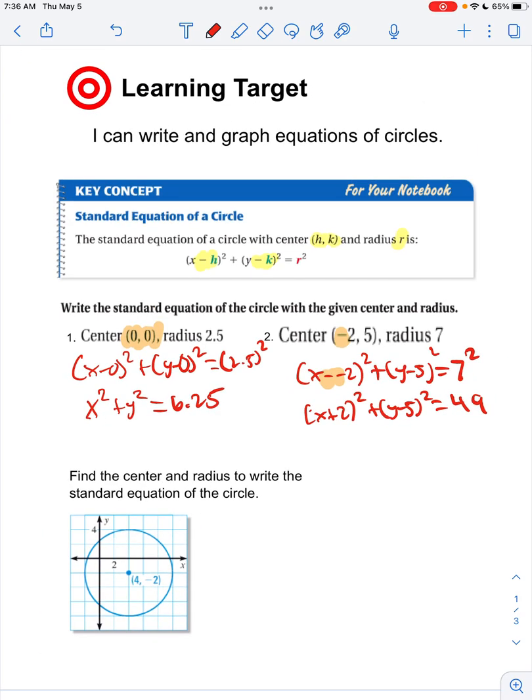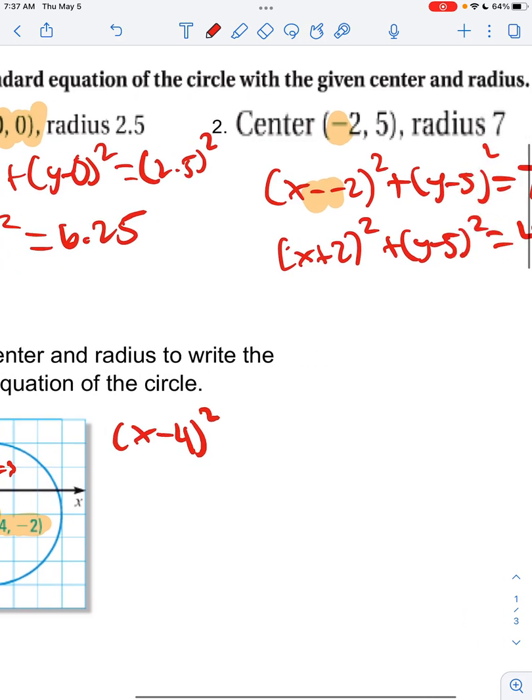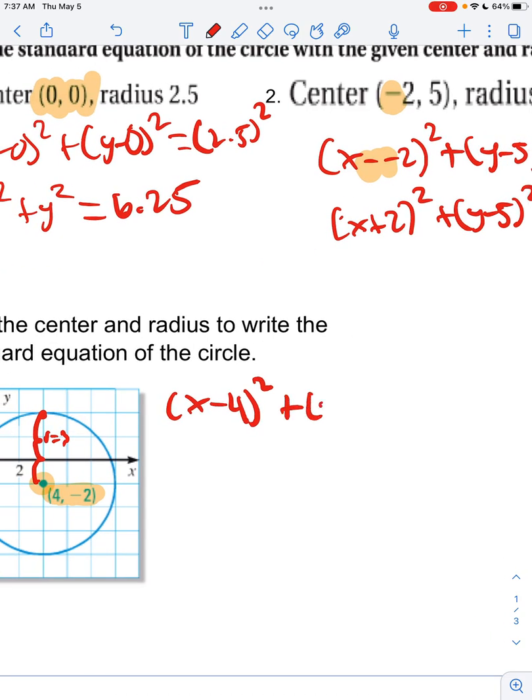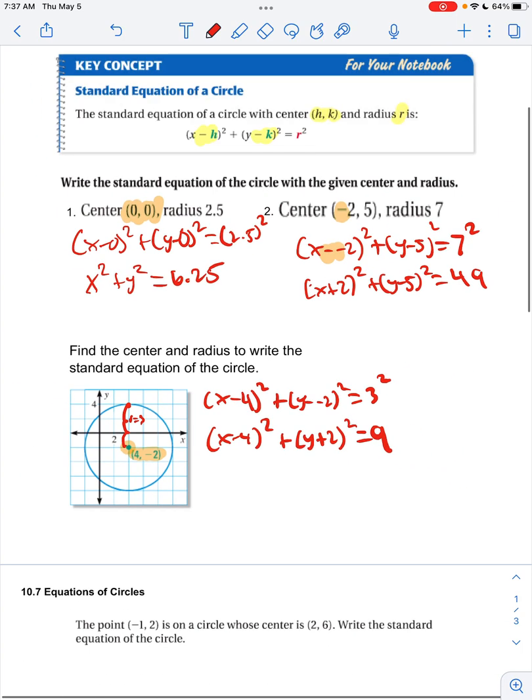Find the center and radius to write the standard equation of the circle. So I actually do know my center is right here, and then my radius goes from the center to the outside of my circle. 1, 2, 3. So my radius is 3. So I can plug into my equation (x - 4)² + (y - (-2))² = 3². We're going to go ahead and simplify: (x - 4)² + (y + 2)² = 9.